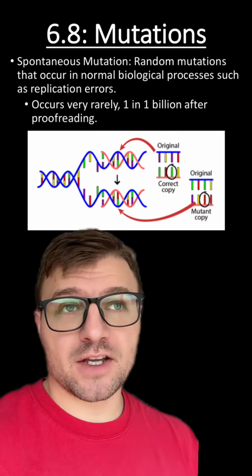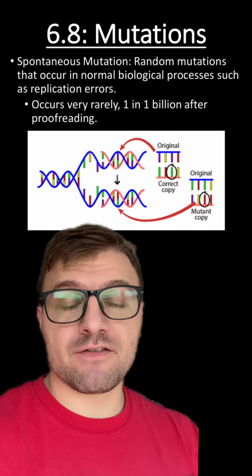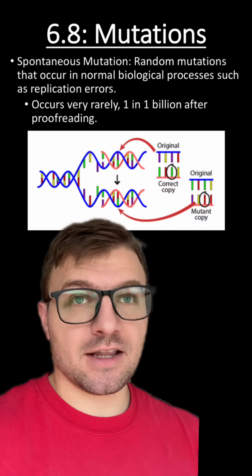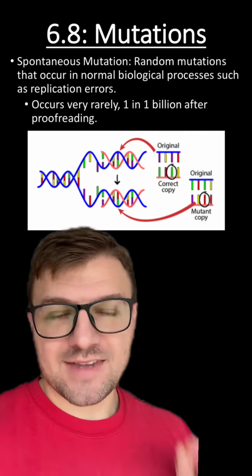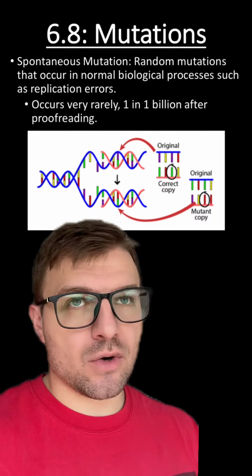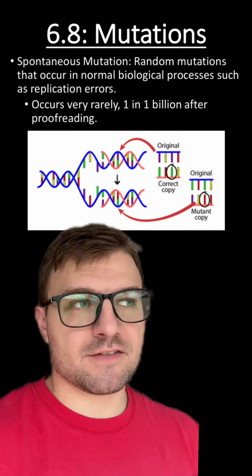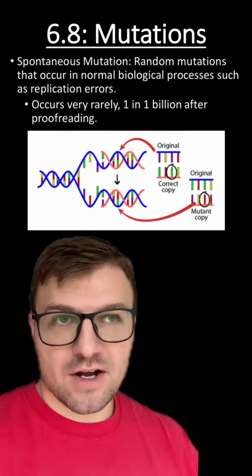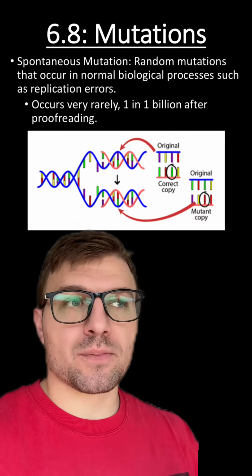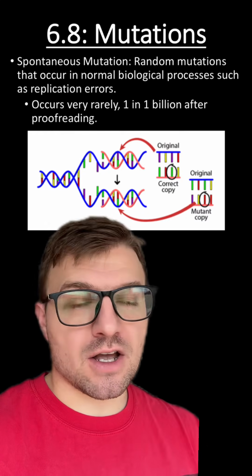Replication isn't perfect, but even if it's just 1 out of a billion nucleotides, it's still a change in that DNA sequence. And if we think about it, this is actually kind of an okay thing because we want genetic diversity in our populations. So there is almost a reason why our proofreading mechanisms within replication aren't perfect.